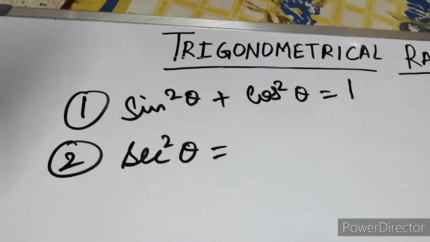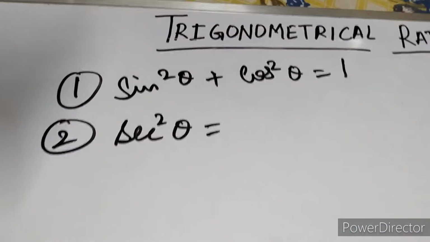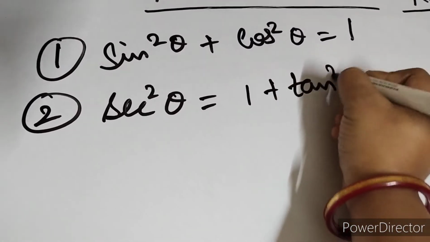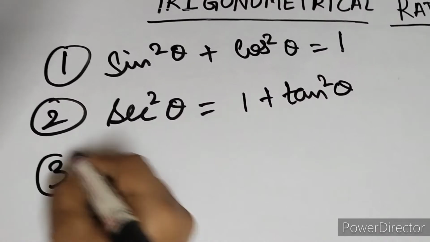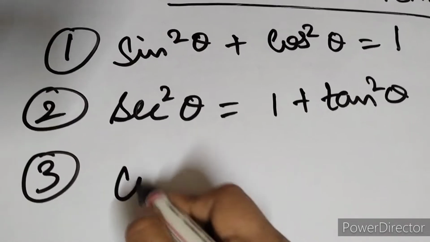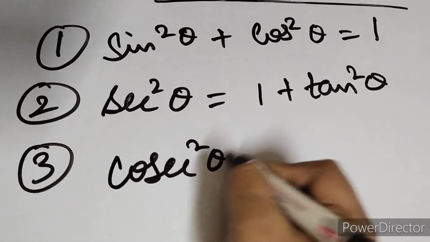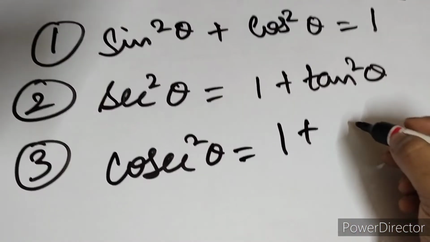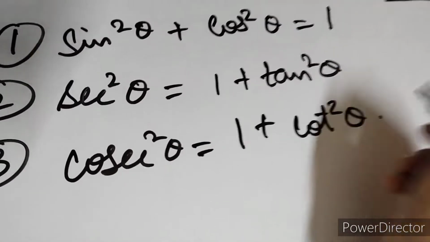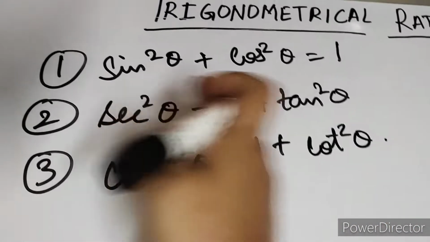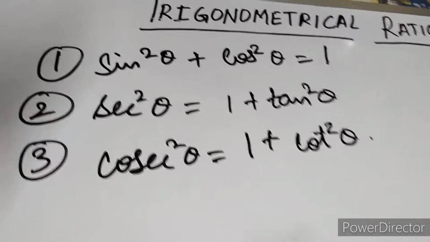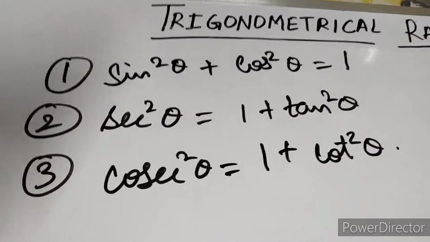So these are the relations. The first relation is sin square theta plus cos square theta equals 1. Second is sec square theta equals 1 plus tan square theta. And the third one is cosec square theta equals 1 plus cot square theta. Okay, so using these relations we have to solve many problems. Remember this, learn it by heart.